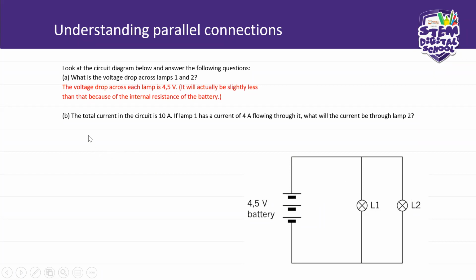The total current in the circuit is 10 amps. Just in another circuit, we are imagining. Lamp 1 has a current of 4 amps flowing through it. What will the current be through lamp 2? And obviously, these lamps are not of the same size. They're not of the same value. So what is your answer here?